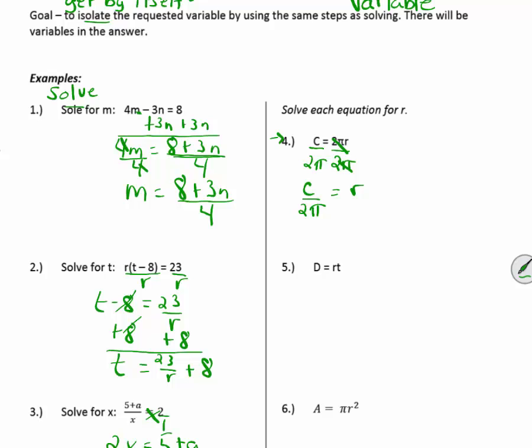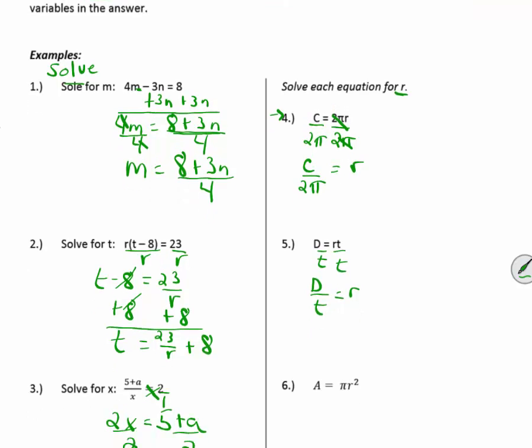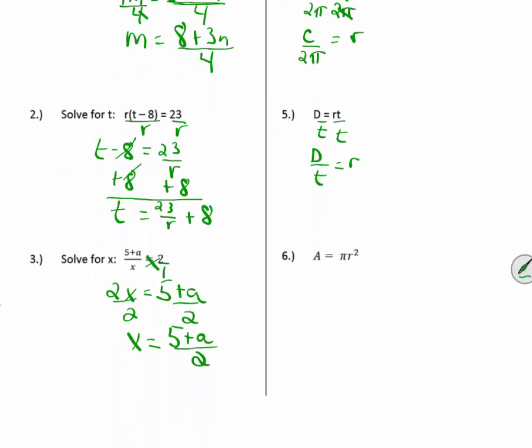So d equals rt, they want all of these for r. So r and t are being multiplied, so we divide by t. So d over t equals r, right? Distance equals rate times time. So if I'm looking for rate, you're really dividing distance and time. If I'm looking for the radius, you're dividing circumference by 2 pi. So this skill comes in very handy when you're in your science classes and you're trying to solve a formula there.